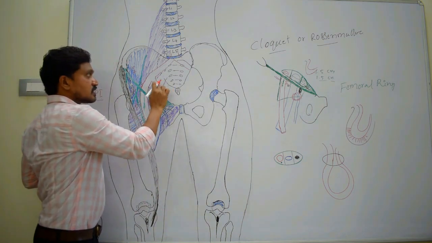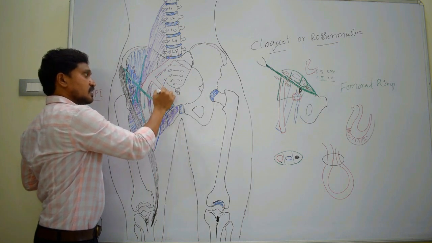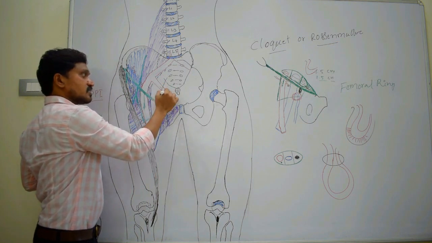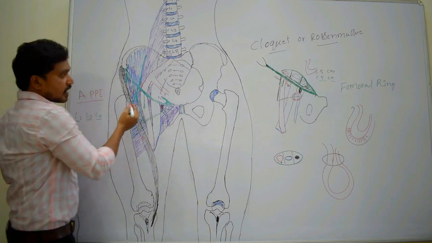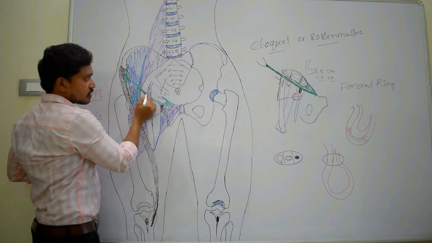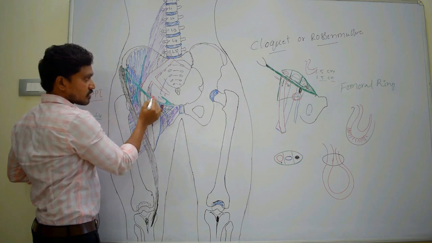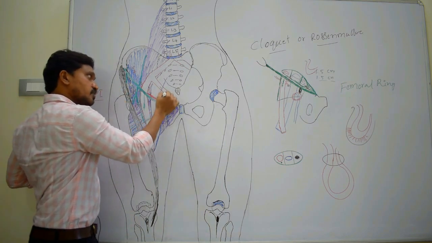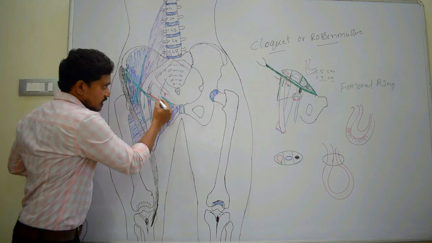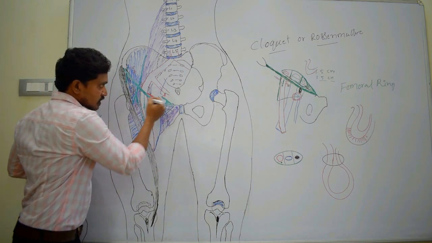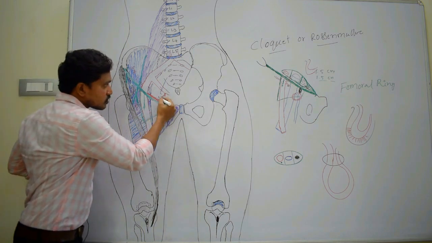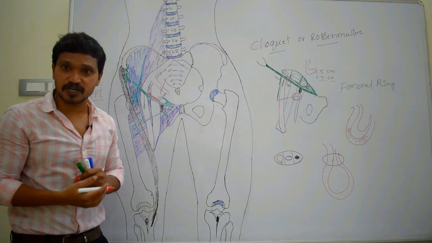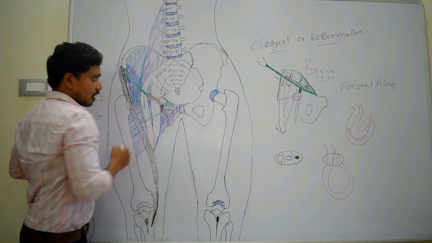This is the internal iliac artery. This internal iliac artery gives one branch like this, which is what we call the obturator artery. Here, the external iliac artery gives one branch, the inferior epigastric artery. This inferior epigastric artery and this obturator artery each give a pubic branch. These two pubic branches unite or anastomose with each other and form what we call the abnormal obturator artery.